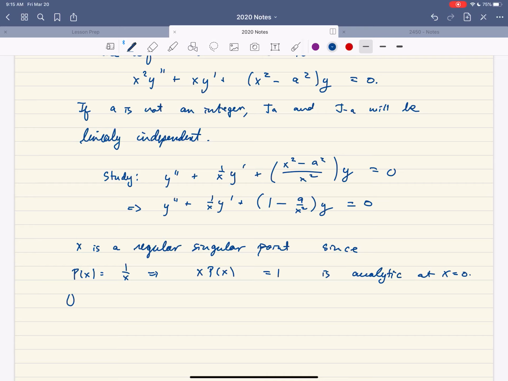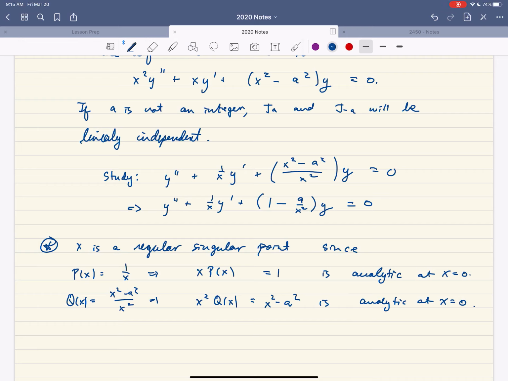And likewise, q was x squared minus a squared over x squared, or however you want to write it. And that means that if I look at x squared q of x, remember that you take x minus x naught times p, and x minus x naught squared times q. In this case, for q, we get x squared minus a squared. It's a polynomial, and therefore it's analytic. So this is analytic at x equals 0. Okay, that means that we're going to use the method of Frobenius, and we're going to get some solutions.